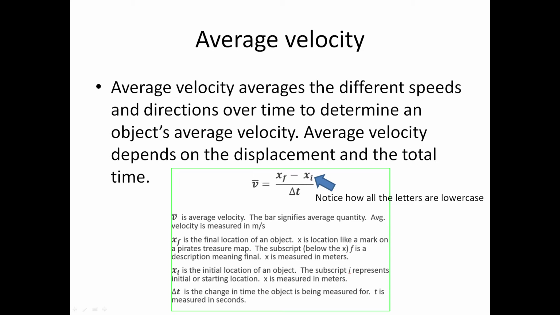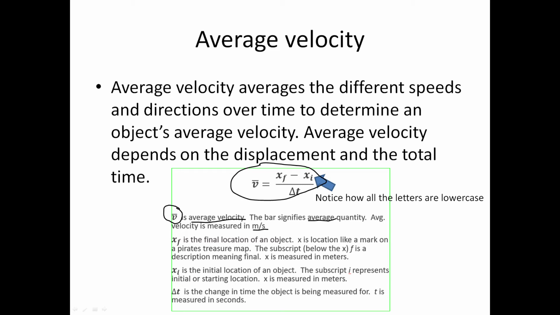So here's the formula down here. Here, let me just get the pen out. So here's the formula right here. The v, as you can see, is the average velocity. The bar signifies average. Average velocity is measured in meters per second.